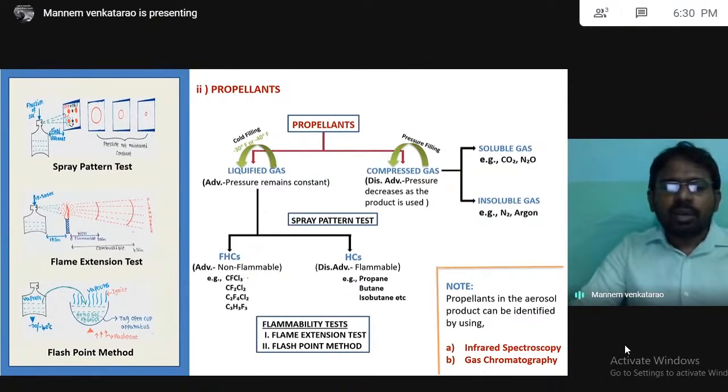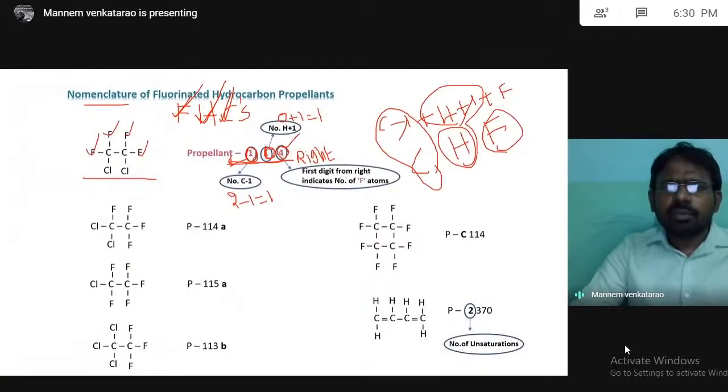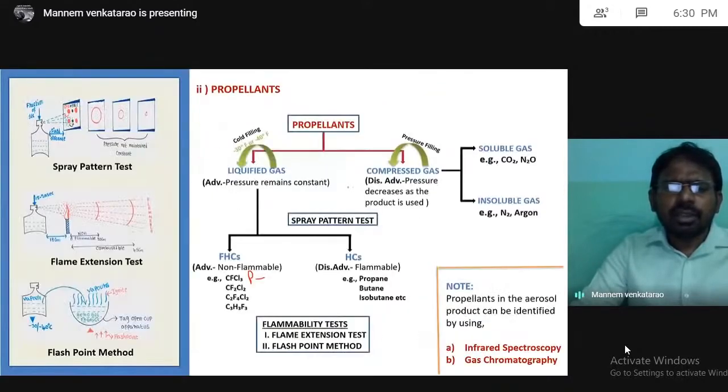That's why I don't want the nomenclature. I want it in digits, propellant. Now tell me how many fluorines there are. The first digit from the right indicates the number of fluorine atoms. So how many fluorine atoms here? One. First digit completed. Second digit: number of hydrogens plus one. Here hydrogens are zero. Zero plus one.